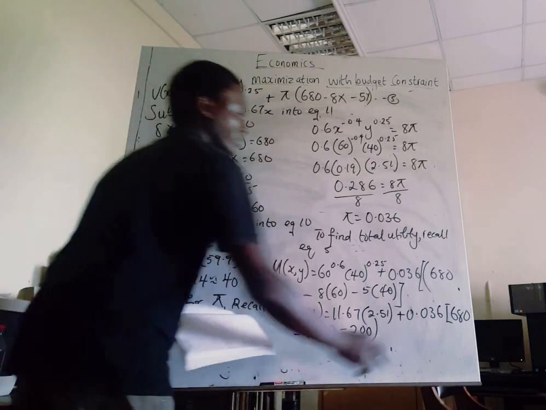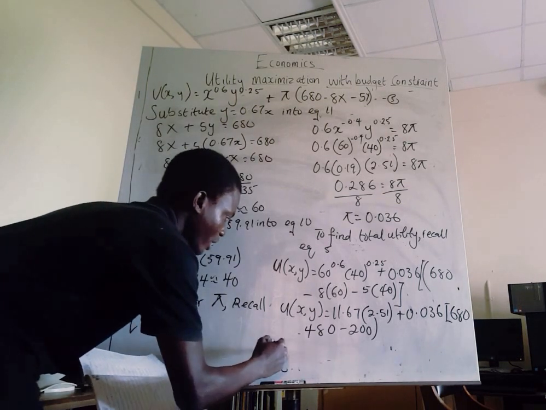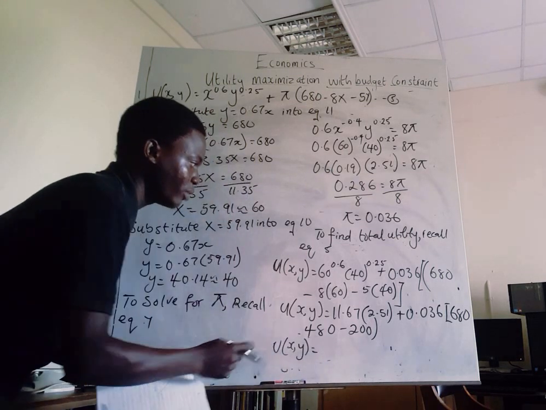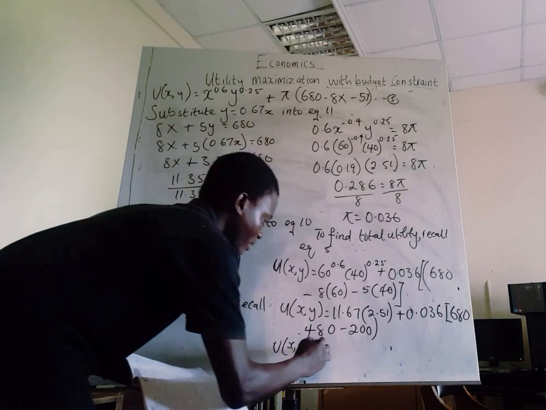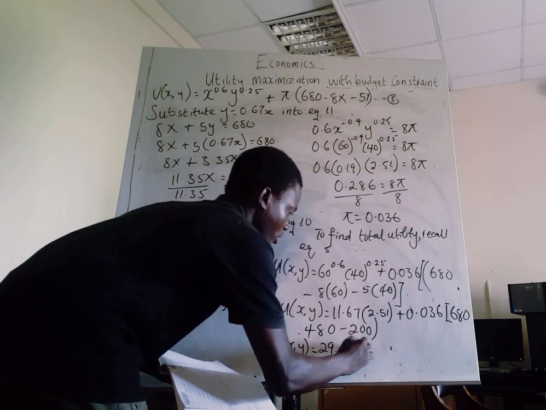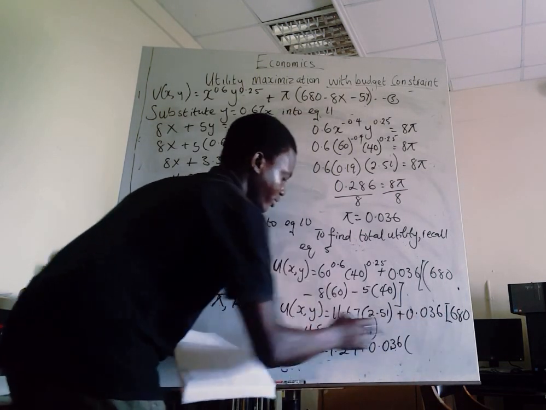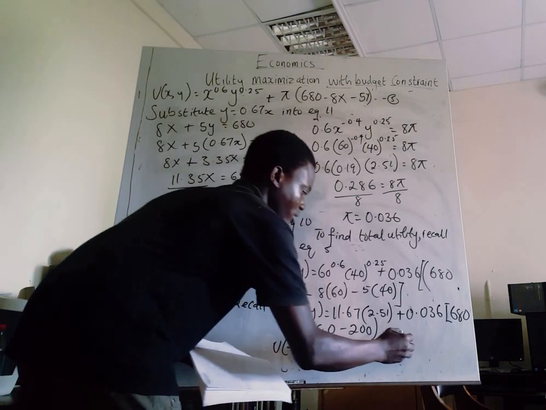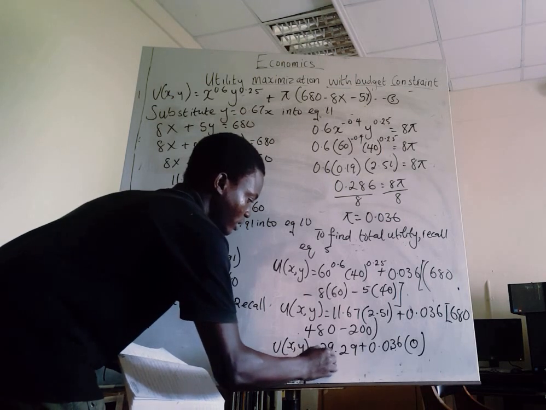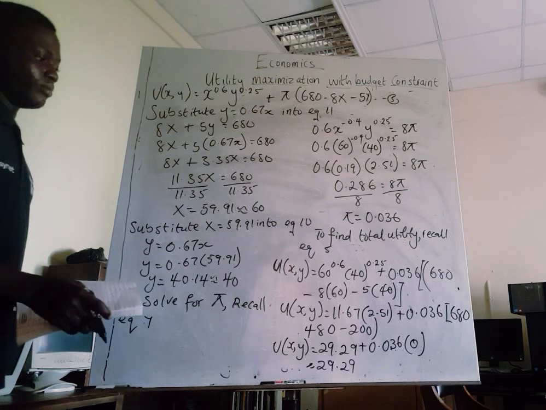Okay, so by the time we do everything that is here, we are going to be having 0. Now we have the total utility, Uxy, equals 11.67 times 2.51, which gives us 29.29, plus 0.036 into brackets 680 minus 480 is 200, then minus 200 is 0. So all of this disappears, and the total utility now is 29.29. So that is what we have.